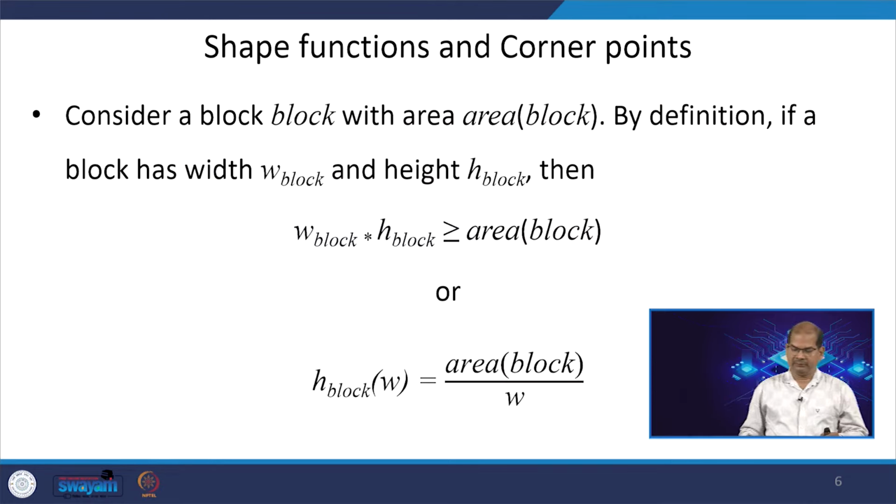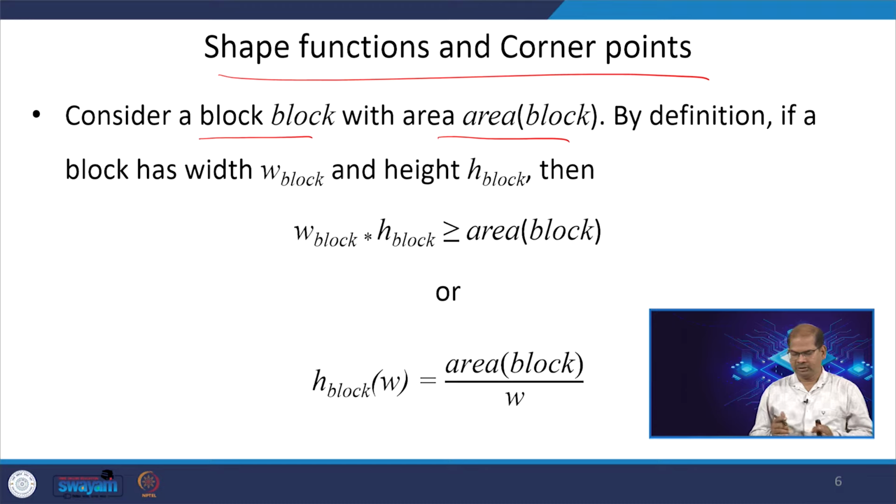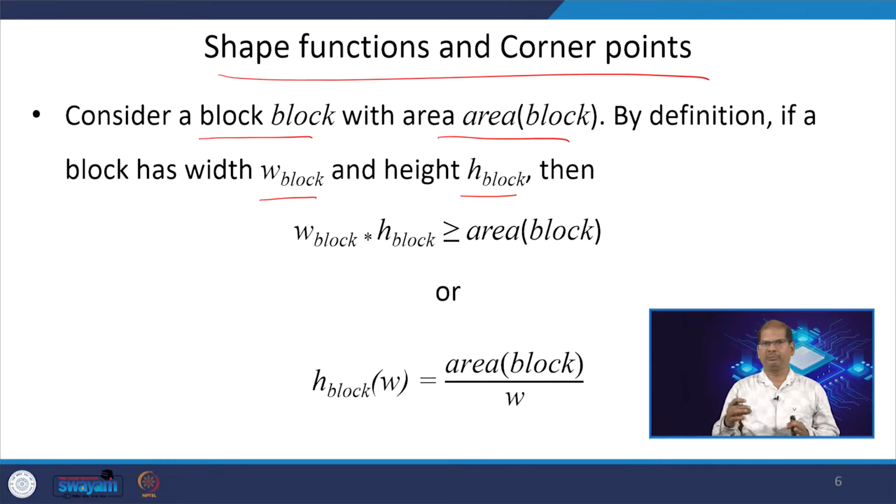So, what are these shape functions and corner points? Let us say I have a block with the area given. I have also been given the width and height of the block. Ideally, there should not be any wastage of area inside the floor plan, but it is not always possible. There might be some wastage whenever you place the block.